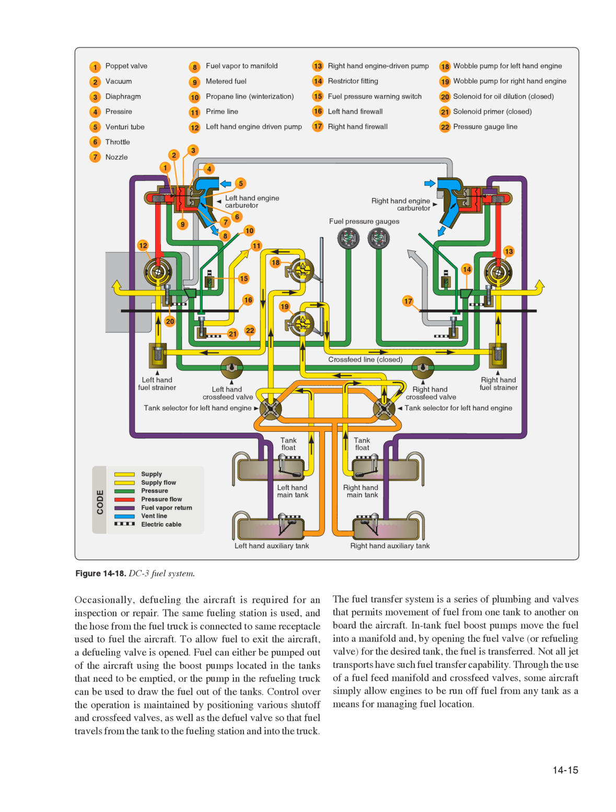The fuel transfer system is a series of plumbing and valves that permits movement of fuel from one tank to another on board the aircraft. In-tank fuel boost pumps move the fuel into a manifold and, by opening the fuel valve, or refueling valve, for the desired tank, the fuel is transferred. Not all jet transports have such fuel transfer capability. Through the use of a fuel feed manifold and crossfeed valves, some aircraft simply allow engines to be run off fuel from any tank as a means for managing fuel location.